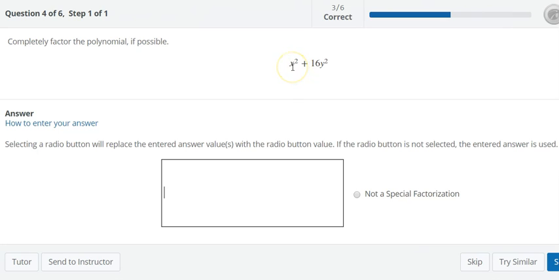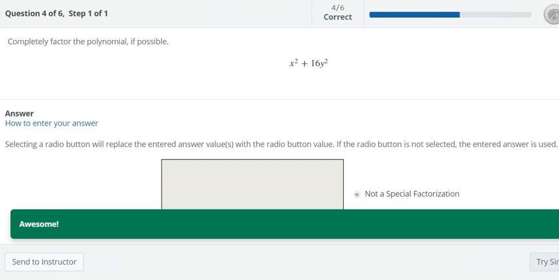Now, once again, this is the sum of perfect squares. That doesn't factor. So this is not a special factorization.